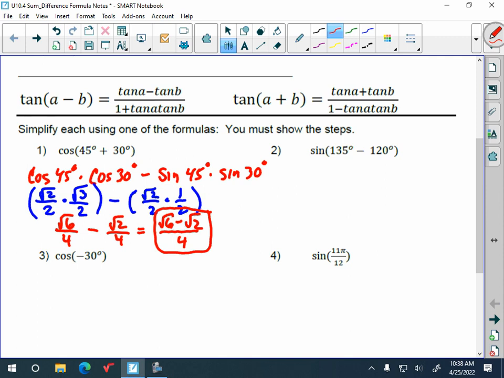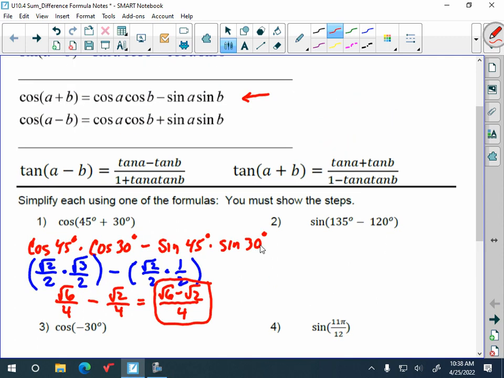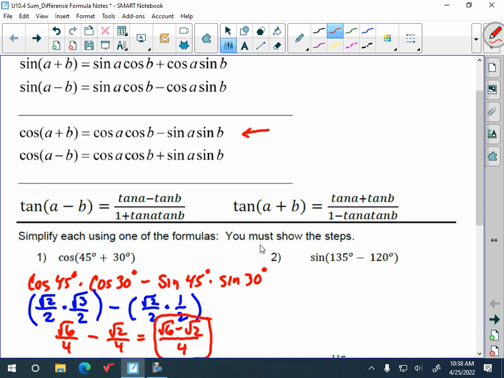All right, number 2, sine of 135 degrees minus 120 degrees. All right, so now we go to our difference formula for sine. Right, so this is the one we're going to look at now. So this one, sine of the first times cosine of the second minus cosine of the first angle times sine of the second angle.